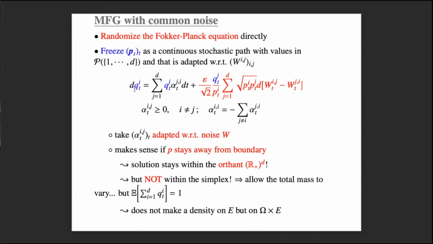Here, this is a bit different. Here, the way I'm going to construct the common noise is a bit different. We have, from time to time, a global randomization of the state of the population. This is a big difference. So this manifests in the form of this new Fokker-Planck equation.